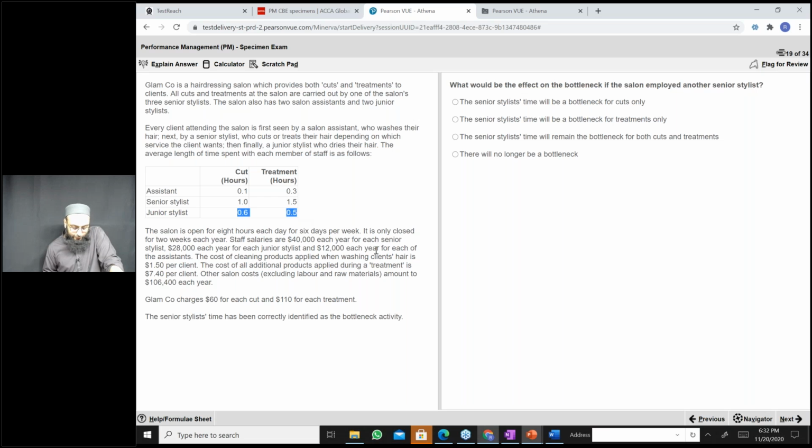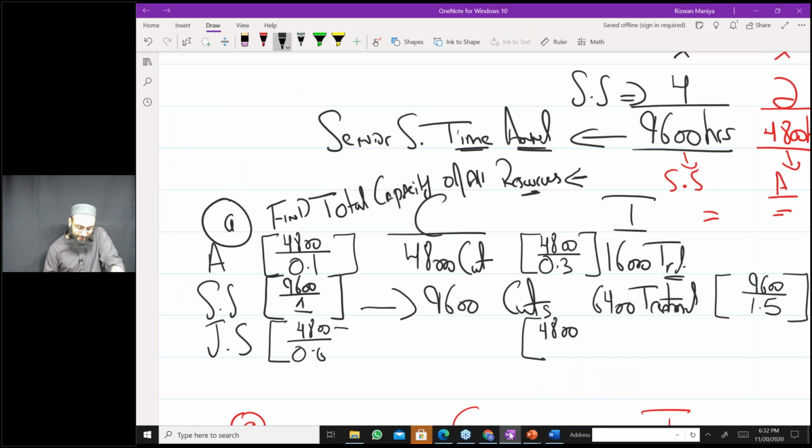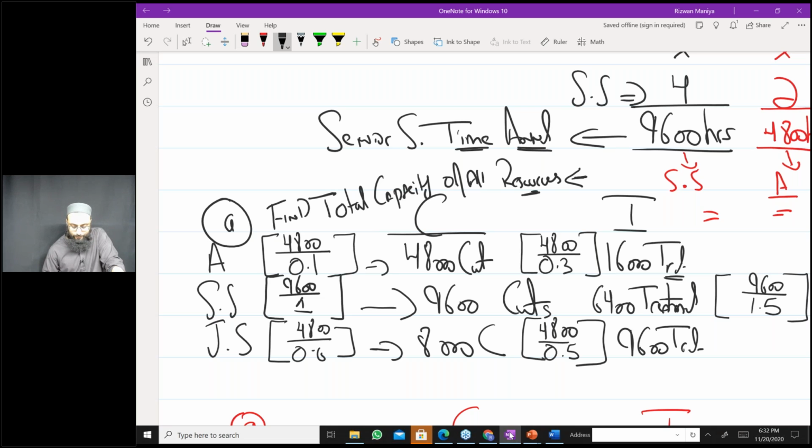Now for junior stylist, the hours are 0.6 and 0.5. Can anyone help me with the figures? That gives 8,000 for cuts and 9,600 for treatments. Now let's decide the limiting factor by looking at their production or service capacity. Remember, any person who comes to the salon needs to first go to the assistant for washing of the hair, then they go for cut or treatment, and at last they go for drying hair.